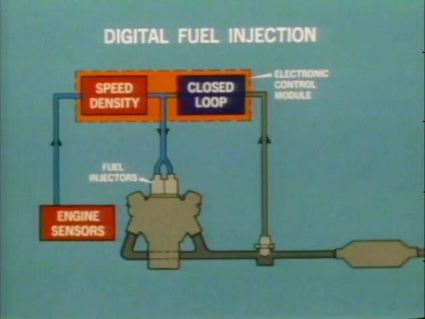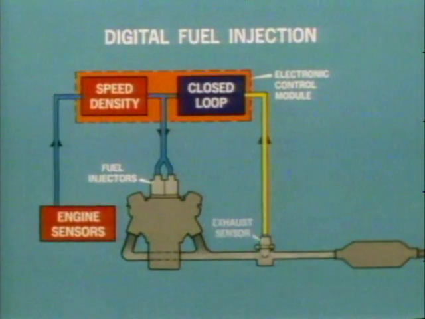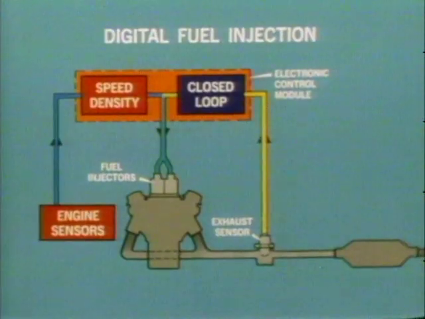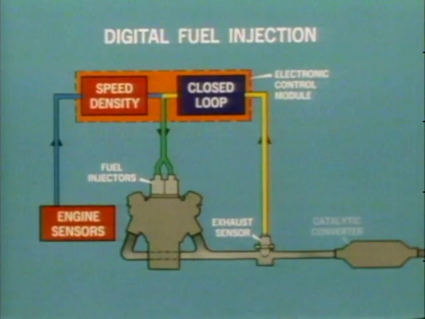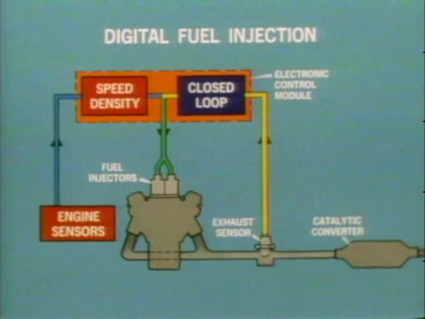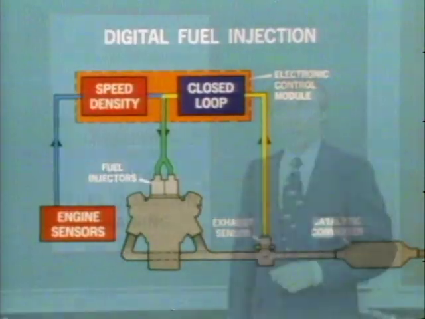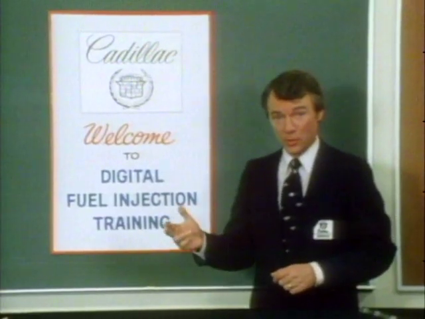When specific operating requirements are met, the ECM monitors the oxygen content of the exhaust gases by means of an exhaust sensor and makes corrections to achieve the ideal air-fuel mixture of 14.7 to 1, the ratio at which the catalytic converter can most efficiently convert the hydrocarbons, carbon monoxide, and oxides of nitrogen pollutants in the exhaust to inert gases. When the oxygen sensor is active, this is known as the closed-loop mode of operation.